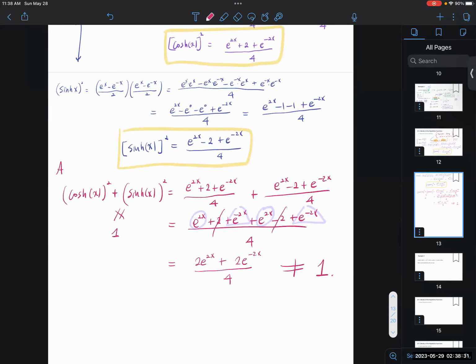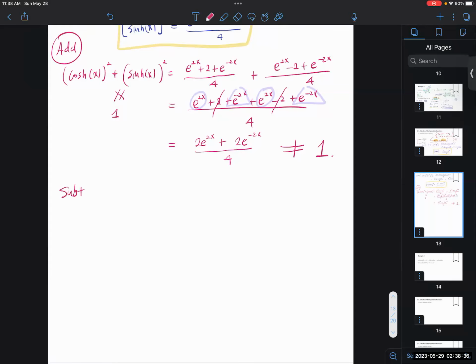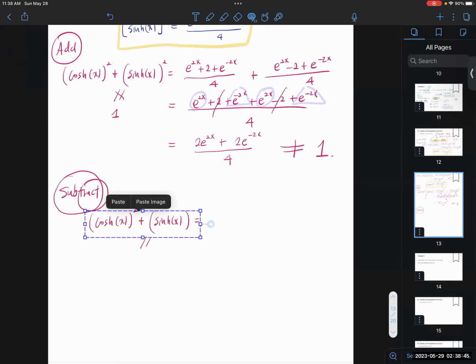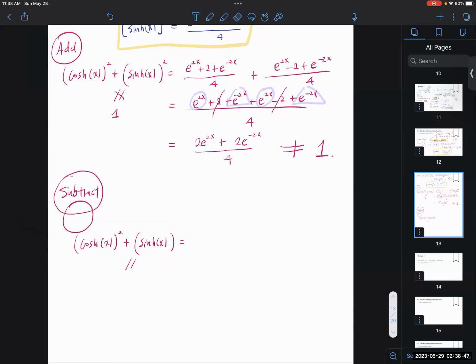Let's try another way. What if I subtract them? I'm going to subtract this, copy, paste. What if I subtract them?